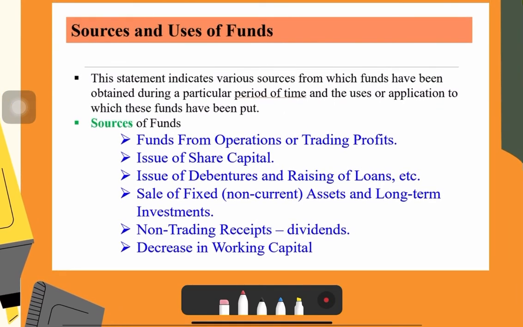So this is the sources and uses of funds. Sources of funds: funds may come from the operations or trading profits, which is the revenue or the sales of the company. And then when we issue share capital, we issue equity, we issue debentures, or we raise loans from the bank. It may also come from the sale of fixed or non-current assets or long-term investments. It may also come from non-trading receipts, such as dividends received, and it will also be a source of funds when we decrease working capital.